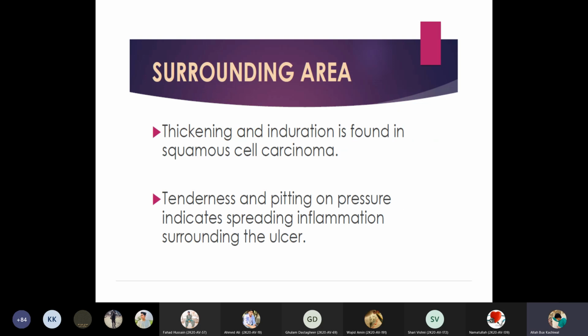Surrounding area: thickness and induration is found in squamous cell carcinoma. Tenderness and pitting on pressure indicates spreading inflammation surrounding the ulcer.